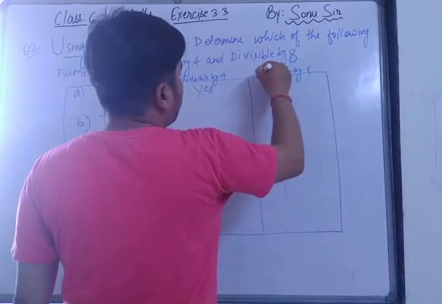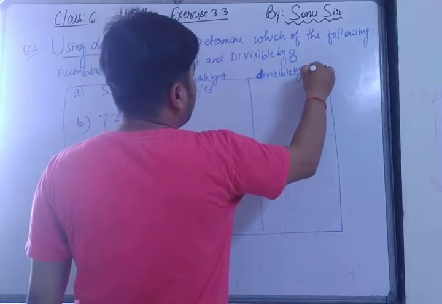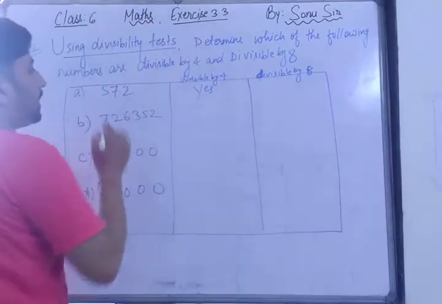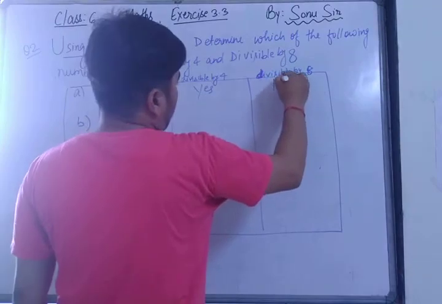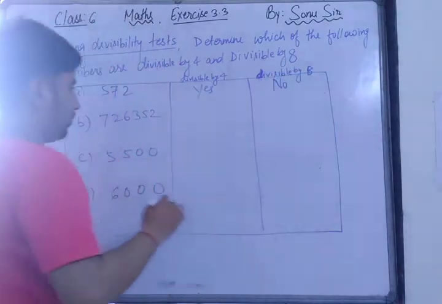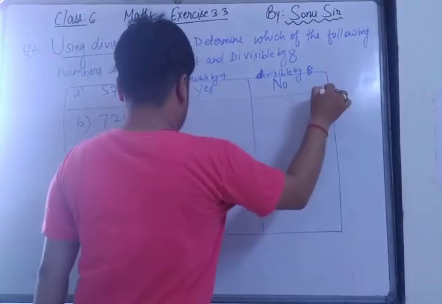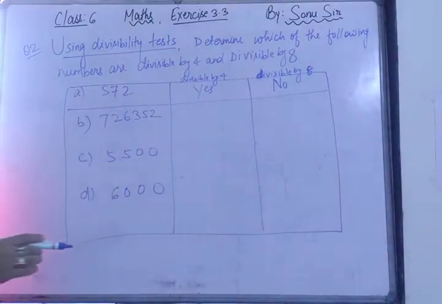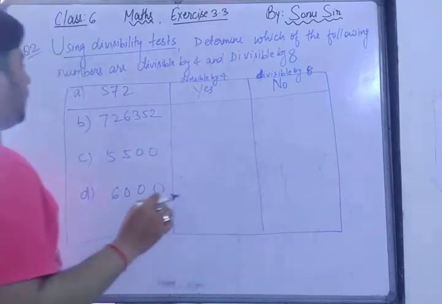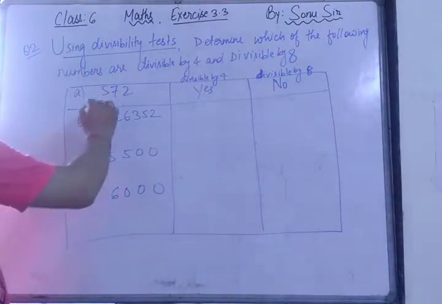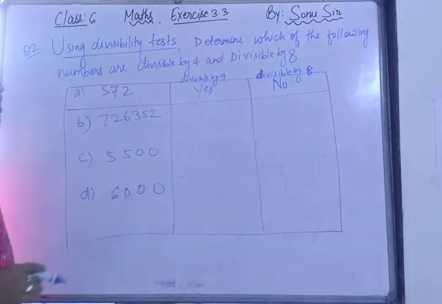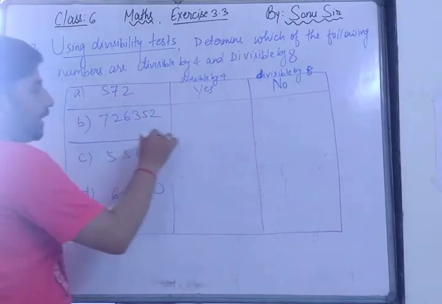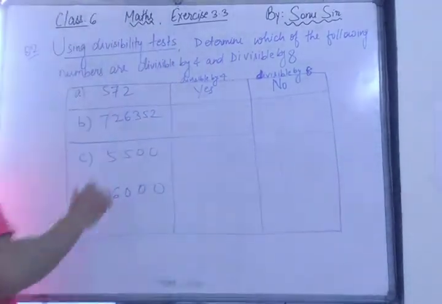As the rule of divisibility by 8 is, if the last 3 digits are not divisible by 8, then that number is not divisible by 8. Got it? So first, the last 2 digits must be divisible by 4, and the last 3 digits must be divisible by 8. Here this number is divisible by 4, but this number is not divisible by 8. Now we are talking about this number.